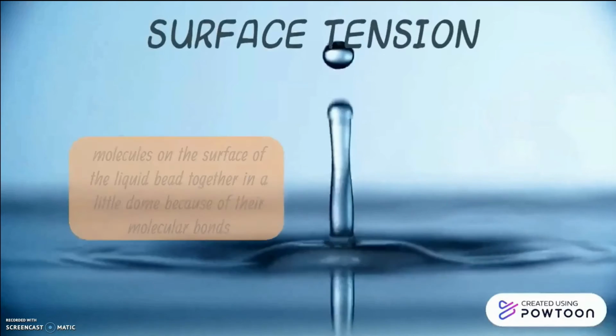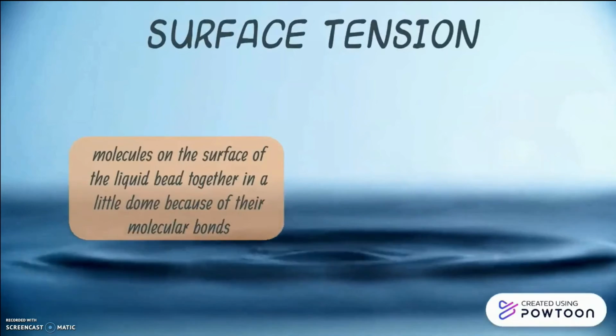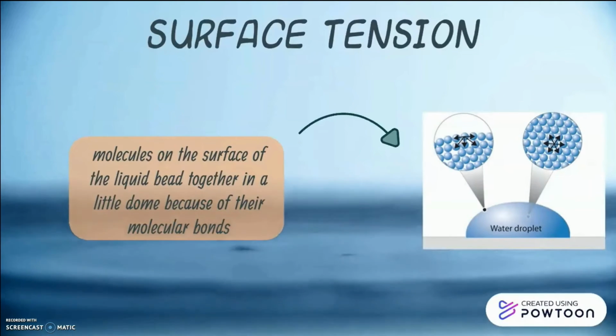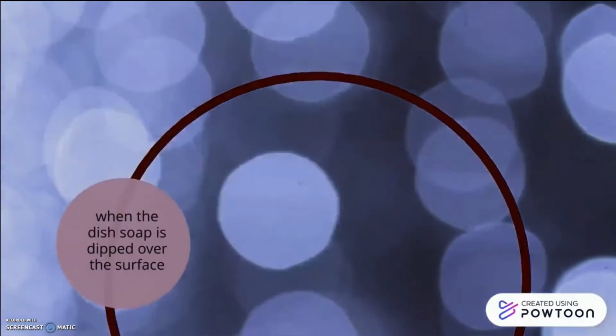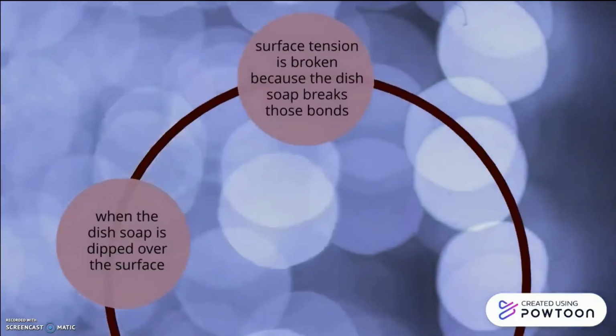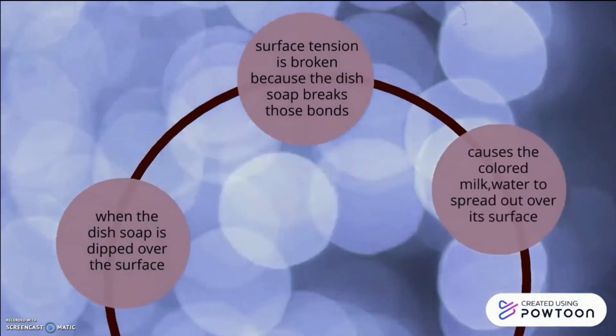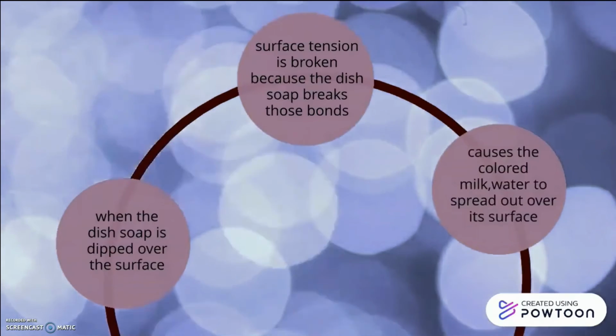Surface tension is when the molecules on the surface of the liquid bind together in a little dome because of their molecular bonds. When the dish soap is dipped over the surface, the surface tension is broken because the dish soap breaks those bonds. This causes the colored milk or water to spread out over the surface.